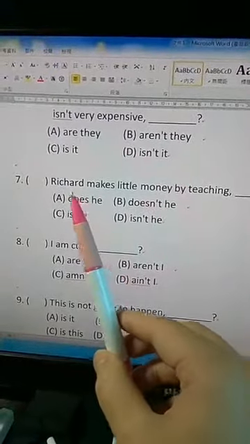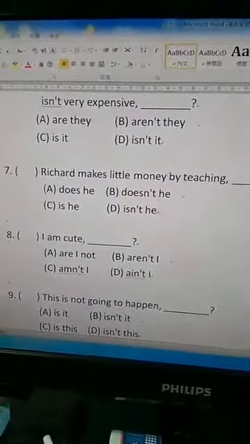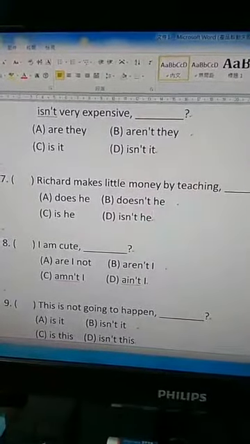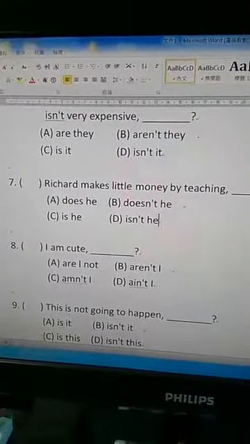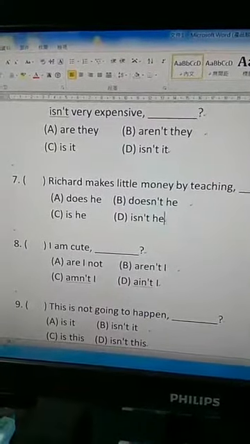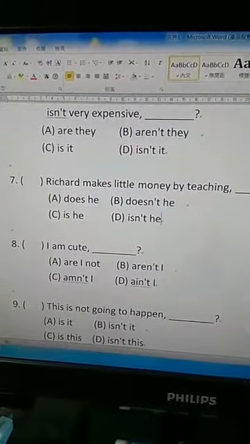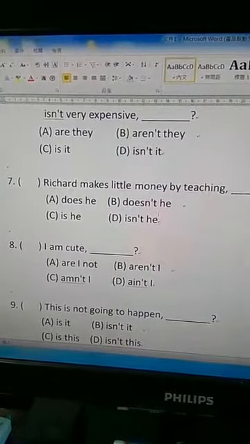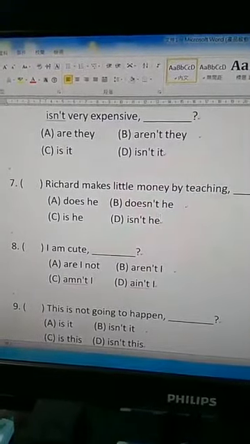Hopefully I can earn more money by teaching, okay? So, viewers, for number 7, pick out your answer first and do some brainstorming first, okay? You can do it, I know that, because tag questions are very important sentence patterns, so you have to try it, okay?